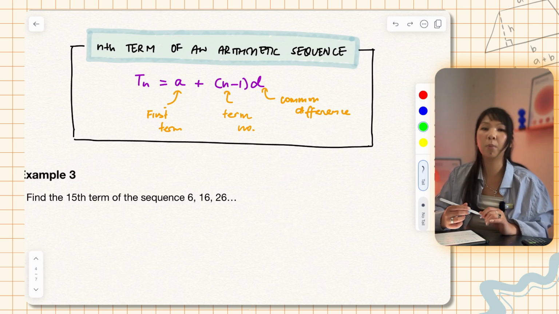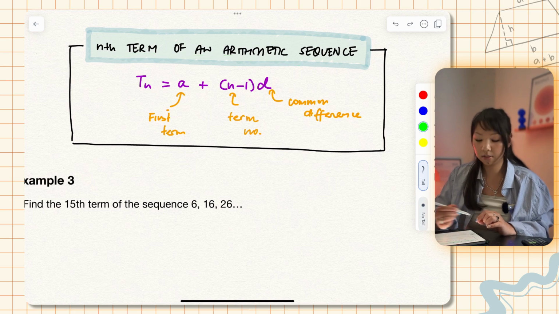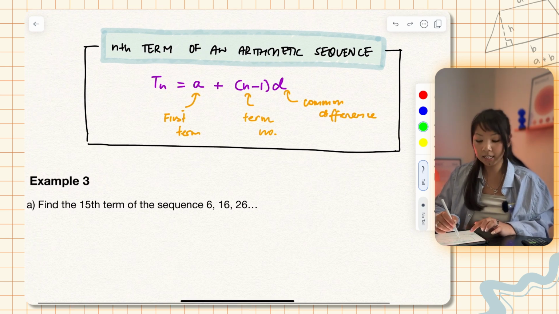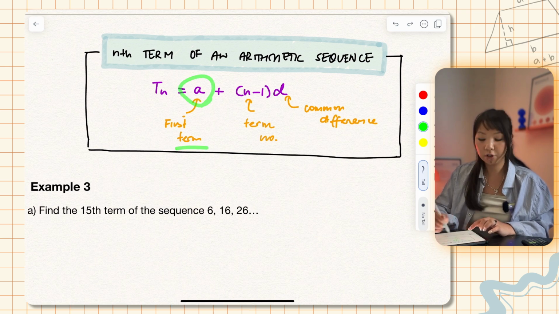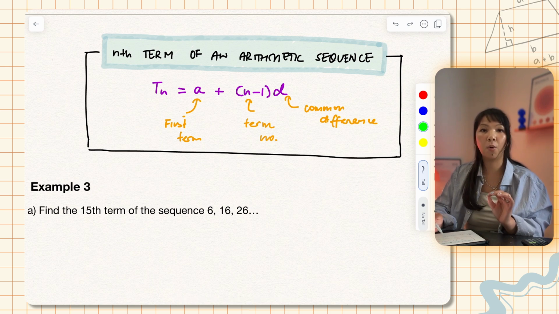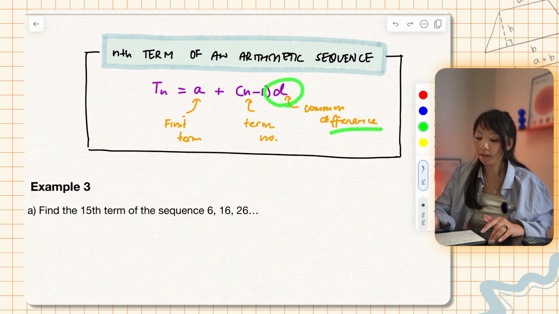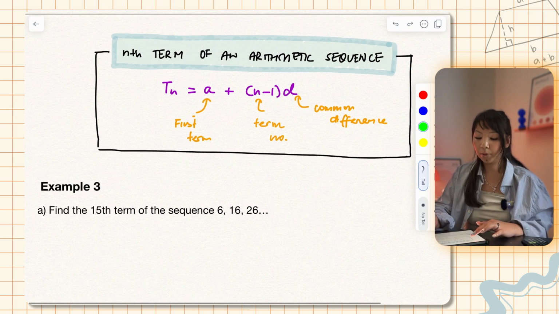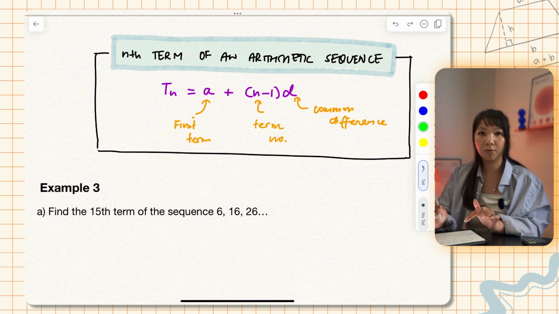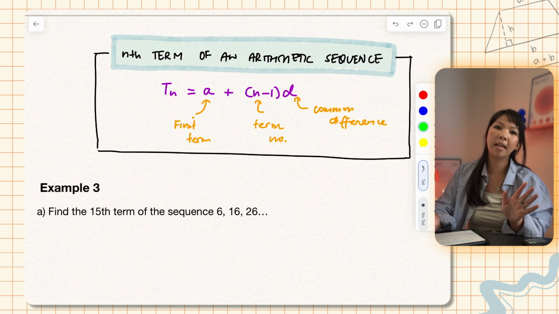Okay, now the next formula we're going to explore is the nth term of an arithmetic sequence formula. So we get Tn equals a + (n - 1)d, where a is the first term, n is the term number. So if I'm looking for the 4th term, then n is equal to 4. If I'm looking for the 50th term, n is equal to 50, and d is the common difference. There are many types of problems that you can get using this formula, and we're going to explore each type of specific problem so you can tackle any exam question.